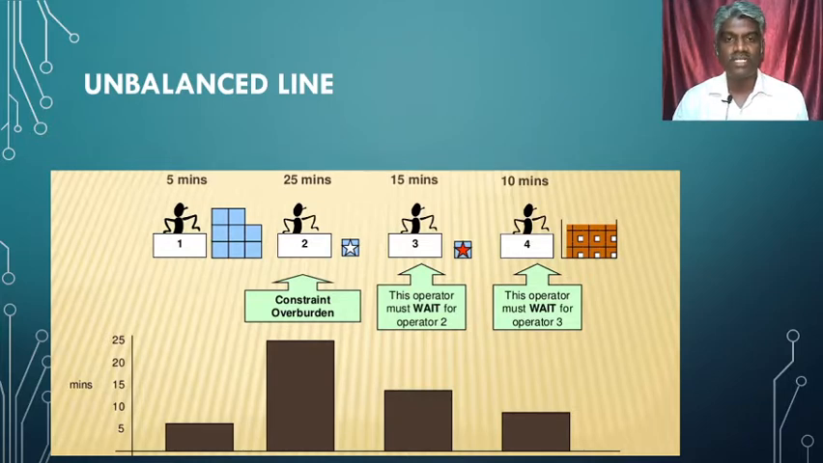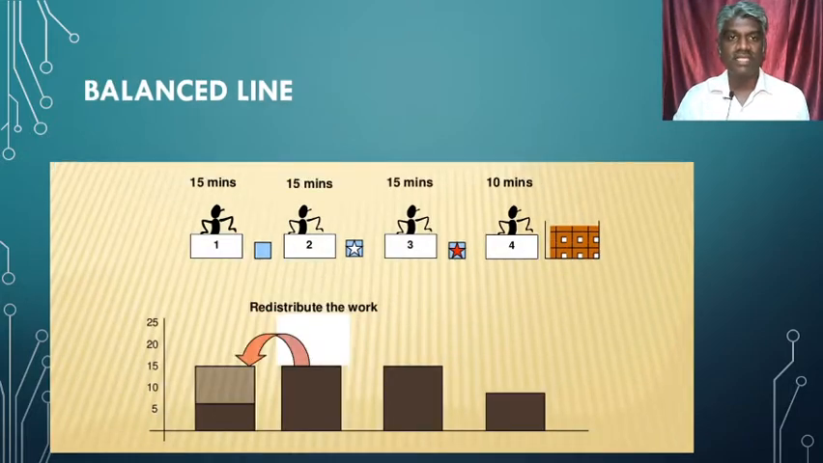This bottleneck or the constraint overburden needs to be distributed evenly so that the line is balanced equally. Okay, so that is the objective of line balancing. His work needs to be shared with some other operator so that the line is balanced and the flow of the process is maintained uniformly. And this is how we balance the particular line.